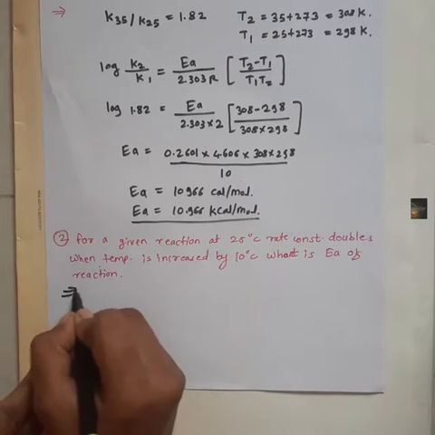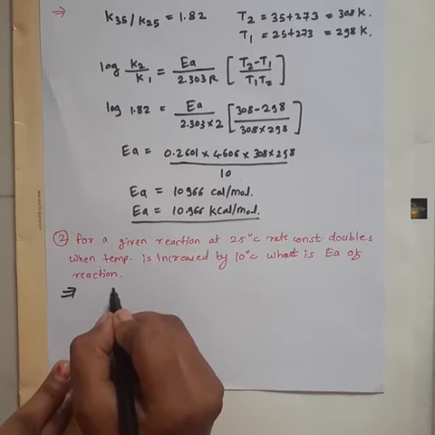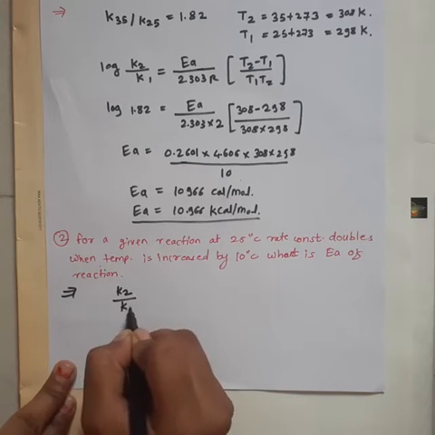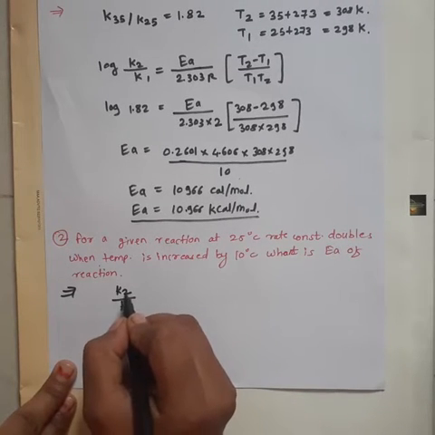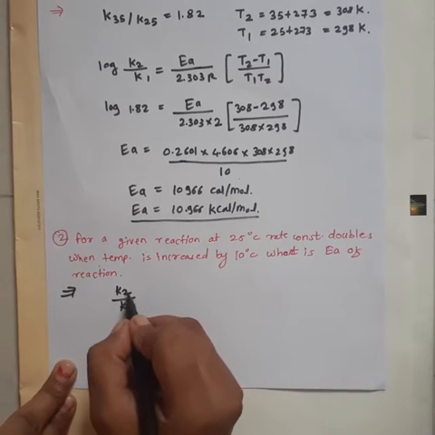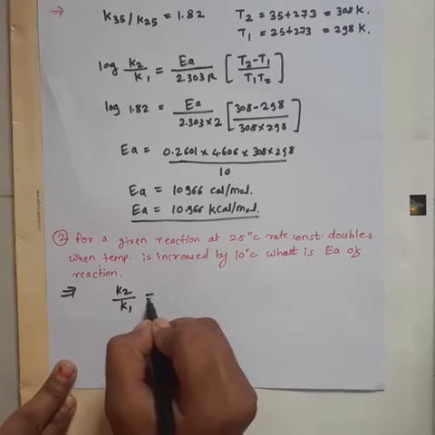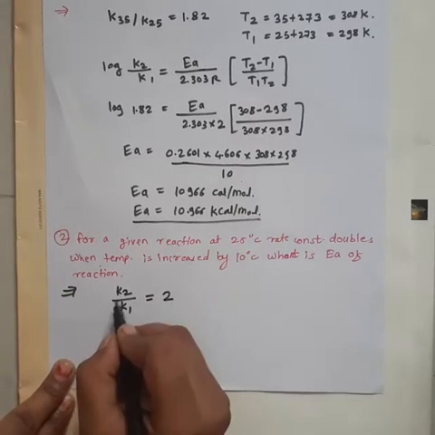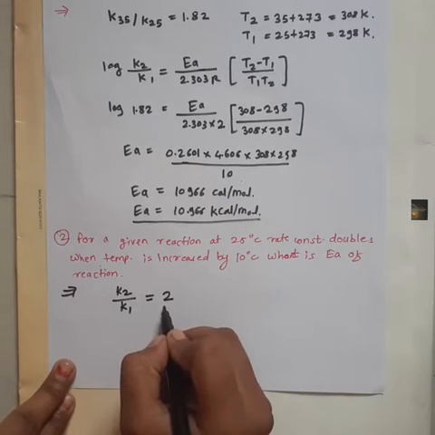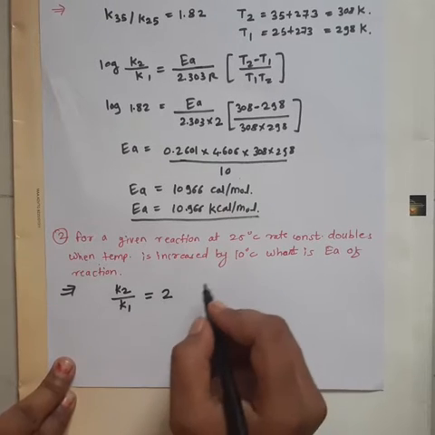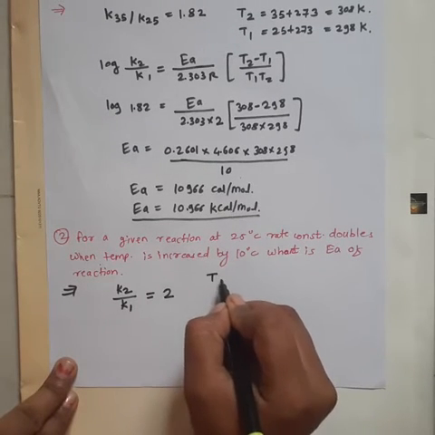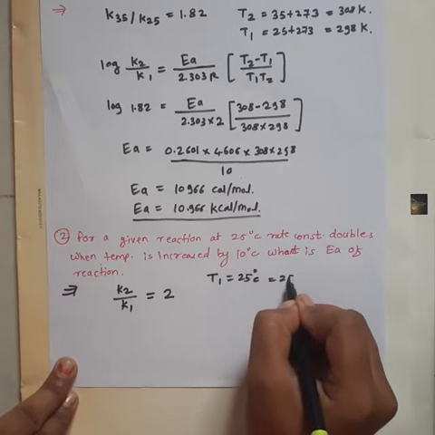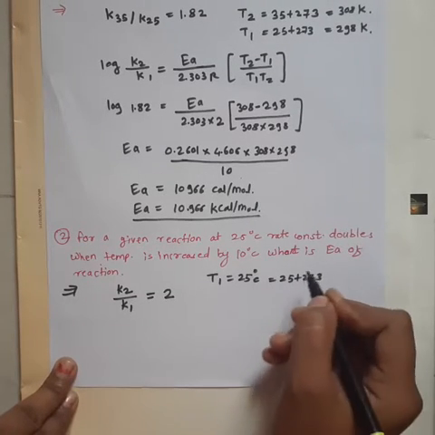So what is given? Here, how can we write the rate constant? It is the ratio of K2 to K1, that is the higher rate constant to the lower rate constant. Therefore K2 to K1 is given as doubles. Here the rate constant doubles, therefore we can write K2 upon K1 is equal to 2. And what is the temperature T1? T1 is 25 degrees Celsius. This 25 plus 273, what do we get?